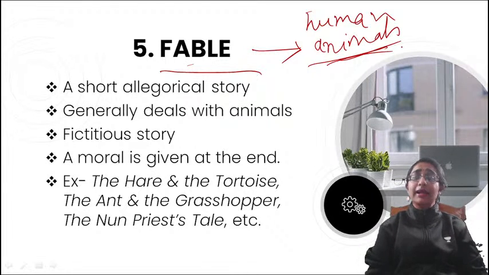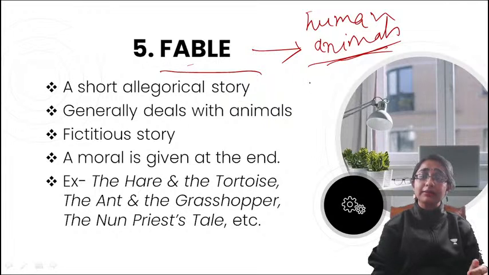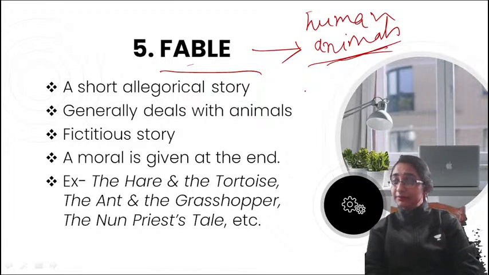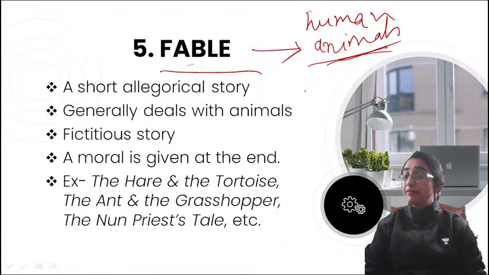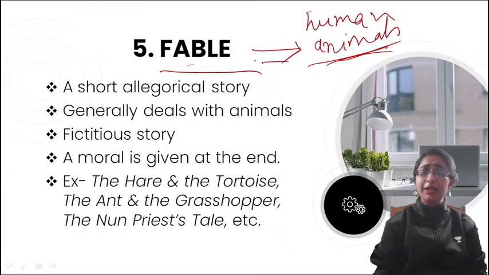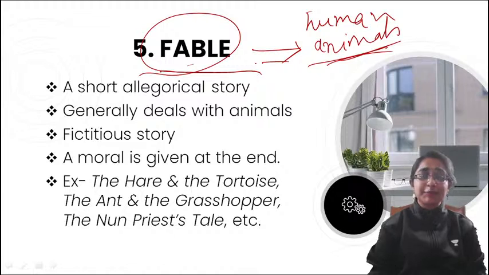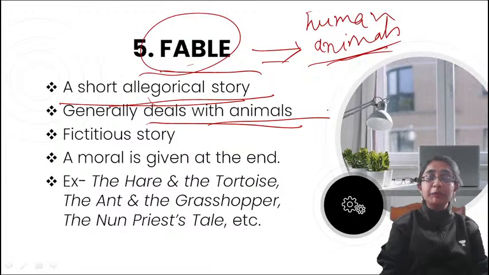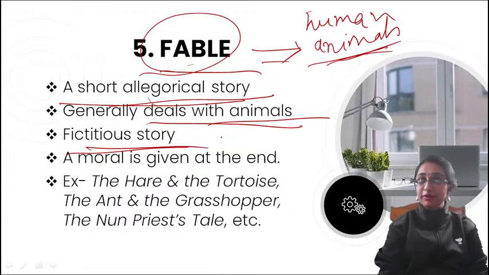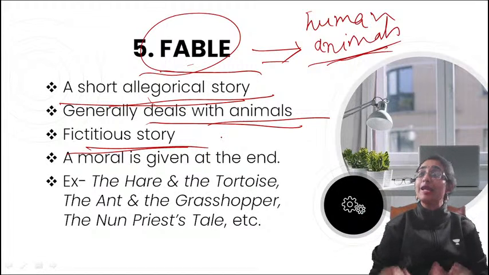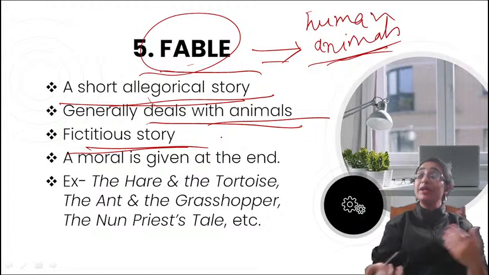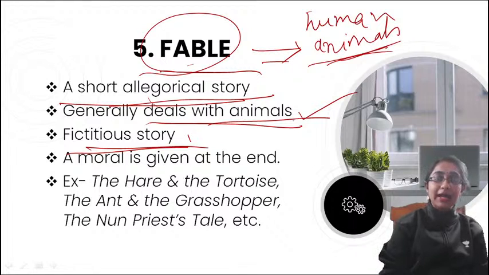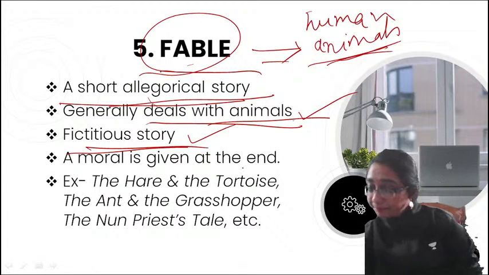And what is the important thing? That the animals are actually signifying some particular human qualities. For example, a fox signifies cunningness, right? A lion signifies bravery. You all have read fables, right? I don't need to explain to you. So a fable is a short allegorical story. It deals with animals, and most importantly, it is all a fictitious story. In Panchatantra stories, we can see that animals are talking, animals are doing certain human things. So it generally deals with animals, and it is also a fictitious story.